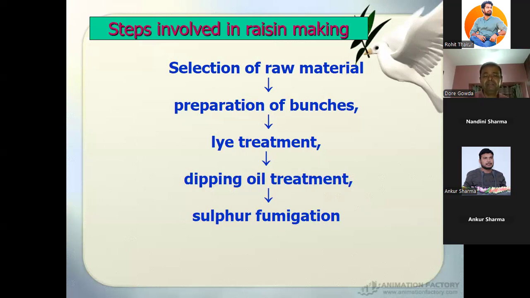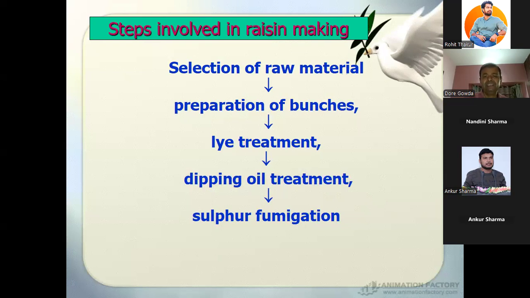Then the dipping oil treatment. Earlier we were importing from Australia, I said. There they have developed this dipping oil. It is an oil having ethyl oleate as one of the ingredients. After lye treatment, if we dip these lye-treated grapes for about half an hour before drying, we get soft and good greenish colored raisins. That's why dipping oil treatment is advised. It is optional. If you want, you can do it depending on our market.